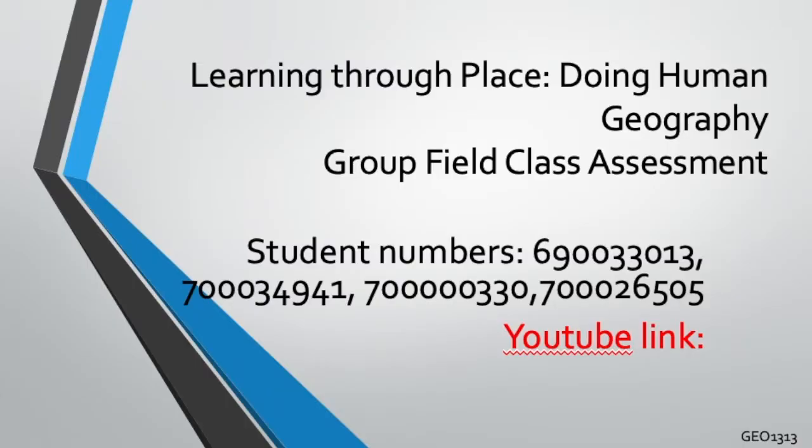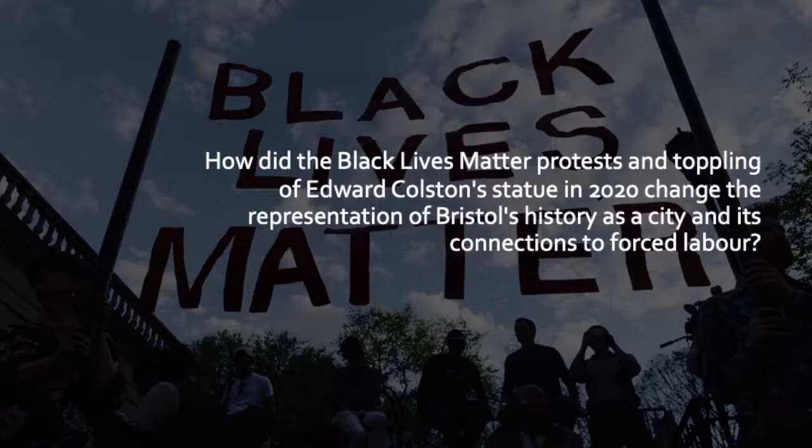Welcome to our group field class assessment in Learning Through Place, doing geography. Our research question will be based around the Black Lives Matter protests and the toppling of Edward Colston statue in 2020 in Bristol. So, our research question was, how did Black Lives Matter protests and toppling of Edward Colston statue in 2020 change the representation of Bristol's history as a city and its connections to forced labour?